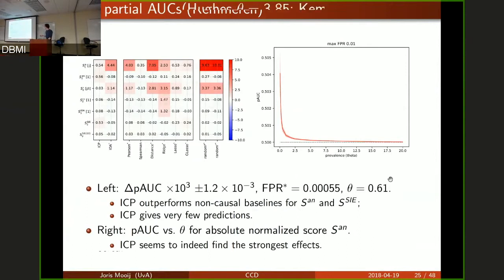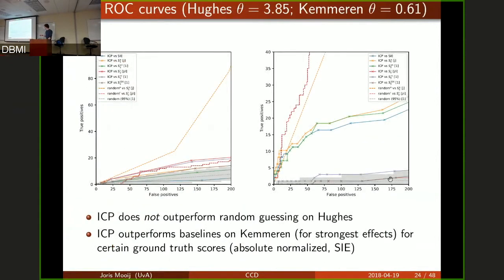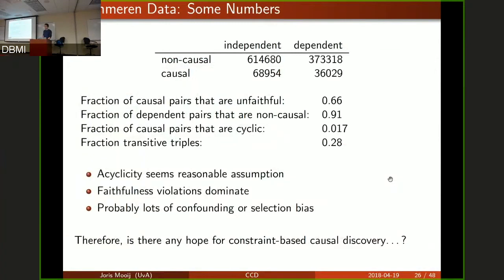The only maybe disadvantage of ICP here is that it's so conservative that it only gives you, say, 100 or 200 predictions out of a possible number of 1 million or so. So it's really very conservative, but at least the few predictions it makes seem to be getting it right. So can we do better than this?